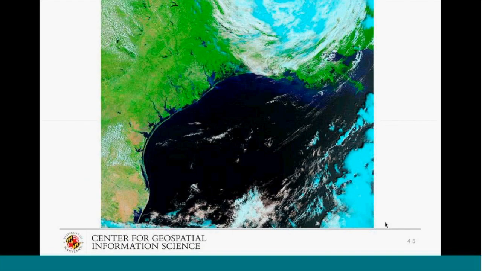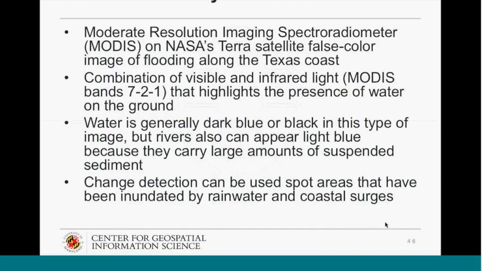So let's talk a little bit more about Hurricane Harvey and this pretty amazing image that we looked at to start with. Aha! I did write, and I got it right, didn't I?